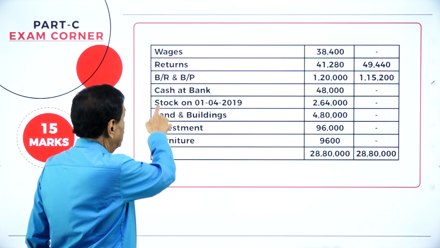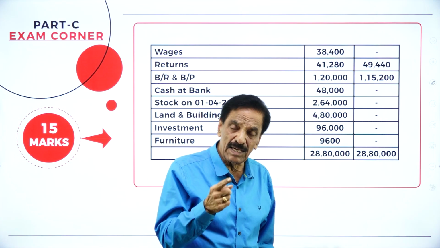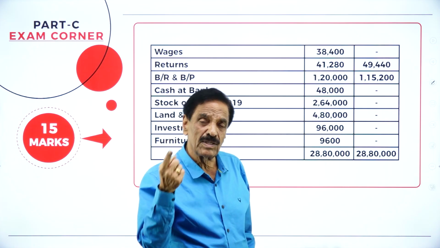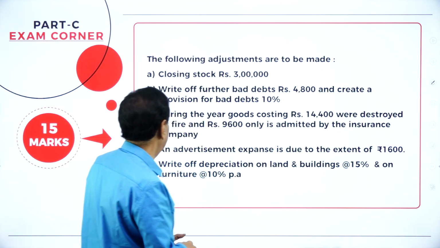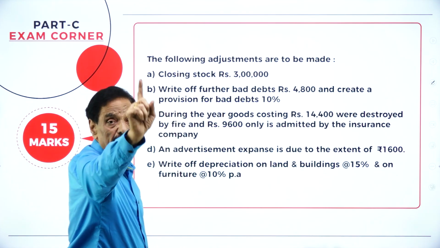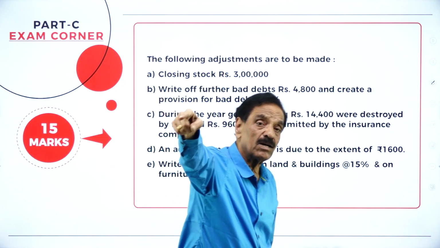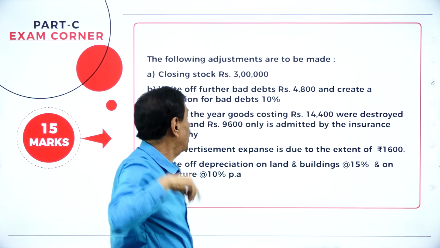Then wages, returns, all these things. Then you have to prepare the trading account, the profit and loss account, and the balance sheet. Some adjustments: closing stock, where will it come? Trading account credit side, and asset side of the balance sheet. This you remember.